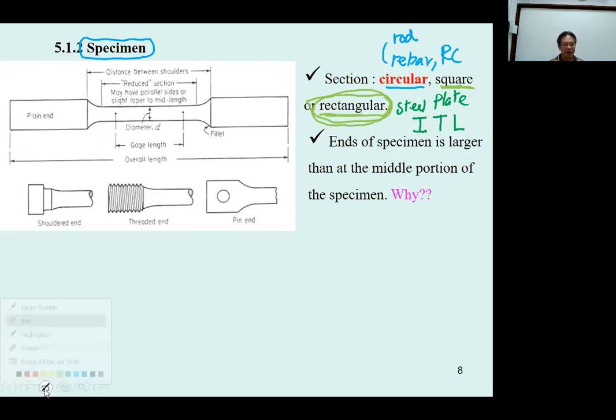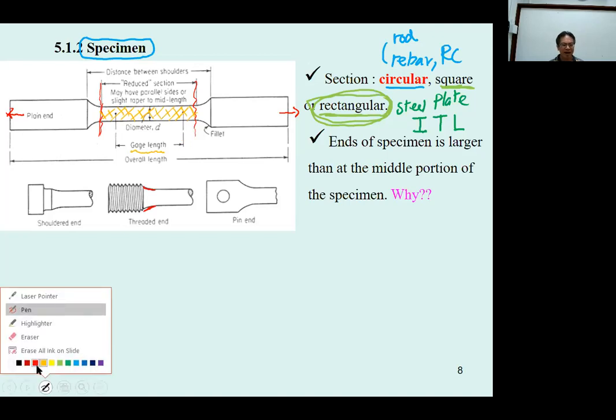Next, you notice the specimen always has a small portion at the middle. This section is reduced because, when we test this, the code decides this area is where the specimen will fail. Then you can see the gauge length of this specimen is going to be inside this area, so our test will be more accurate in this way.